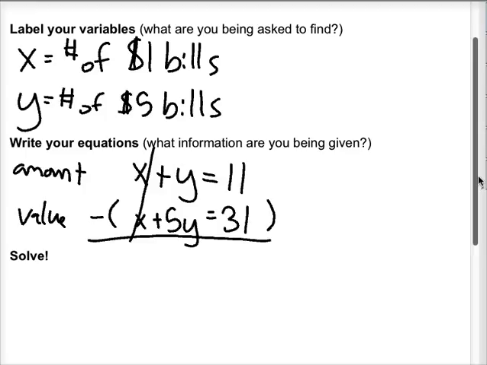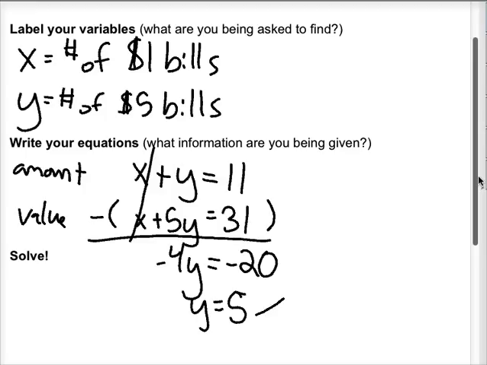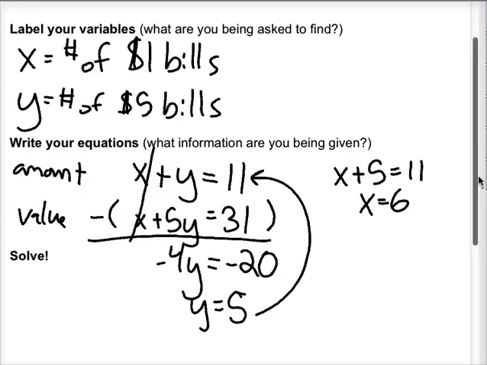1y minus 5y is negative 4y. 11 minus 31 is negative 20. Divide both sides by negative 4. So I get y is 5. So let's go back. We need to plug that in to find x. So if y is 5, that means x plus y, so x plus 5 equals 11. Subtract 5 from both sides. So x is going to be 6.